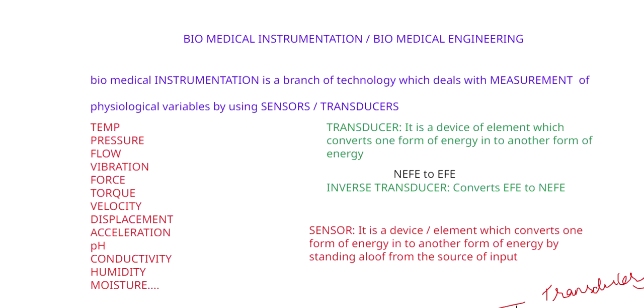Biomedical instrumentation and biomedical engineering, there is no difference between these two terms. Biomedical engineering is the application of engineering principles to solve biological and medical problems for the purpose of improving healthcare. That's it. Biomedical engineering is an application of instrumentation.